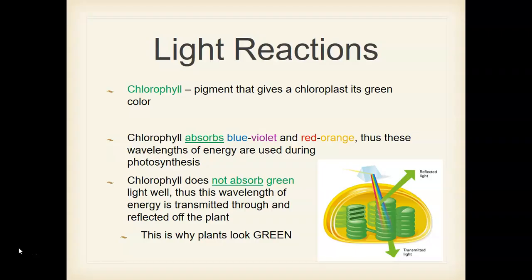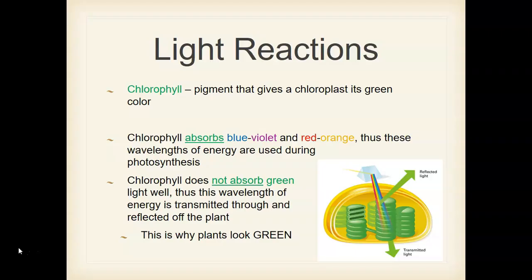So instead, those wavelengths get transmitted through the leaf as well as reflected back off the plant and back to your eye. That energy is then detected by all the cells in your eyes whose job it is to detect different colors and send that information to your brain, so your brain interprets it. Because it's those green wavelengths that get bounced back, that's why those plants look green to you.